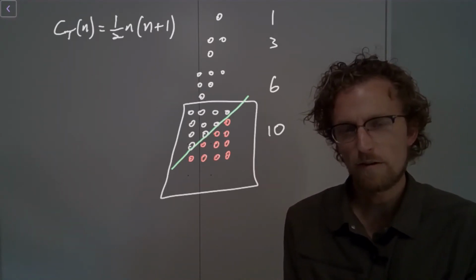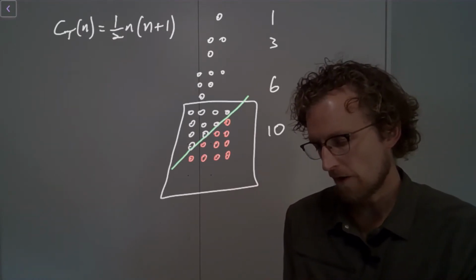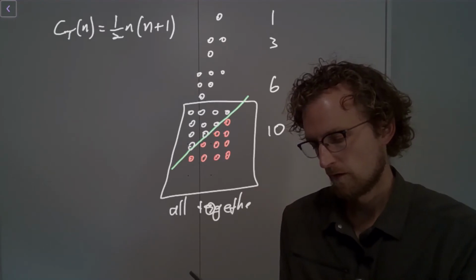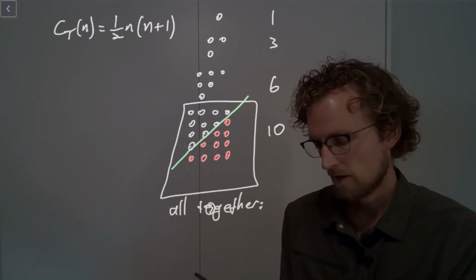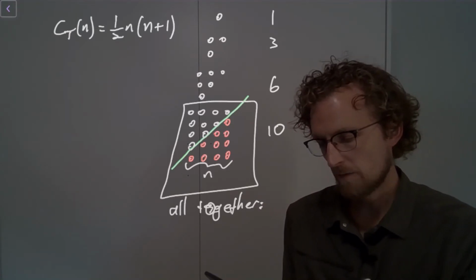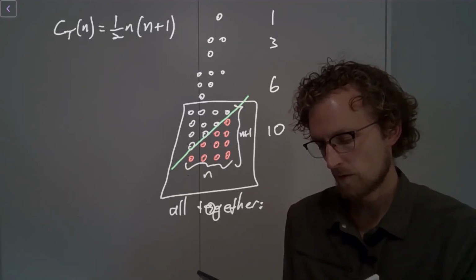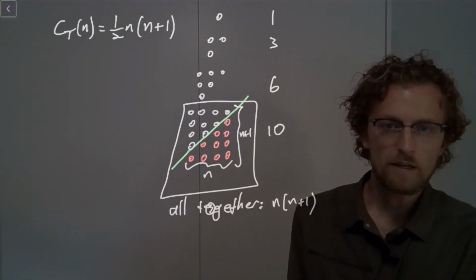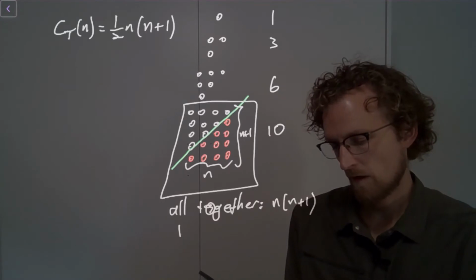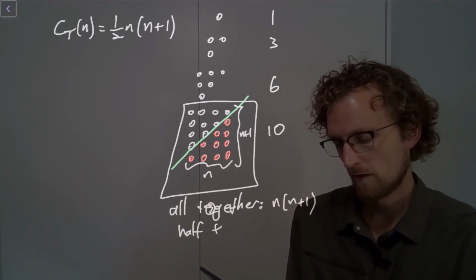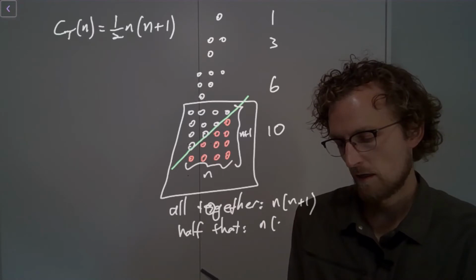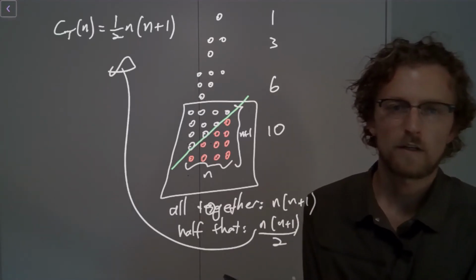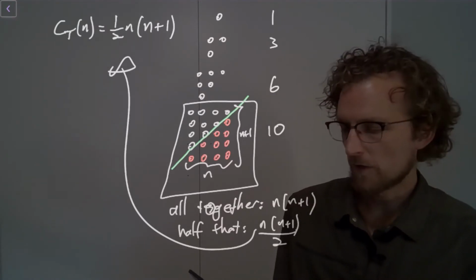Well, how many dots are there in this rectangle? Well, all together there are n times n plus 1 dots. So how many of those dots are white? Half of them, right? So half that is n times n plus 1 over 2, which is just this expression. Okay, so that's how you can work out this expression on your own.